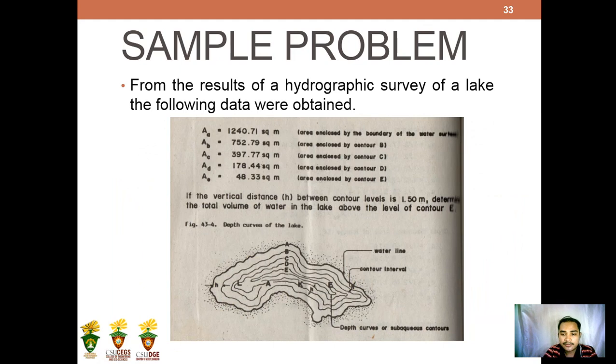Alright, so let's go to the sample problem. From the results of a hydrographic survey of a lake, the following data were obtained. Area A is 1,240.71 square meters. This is the area enclosed by the boundary of the water surface, the topmost contour. Area B is 792.79 square meters, the area enclosed by contour B. And area C is 397.77 square meters, the area enclosed by contour C.